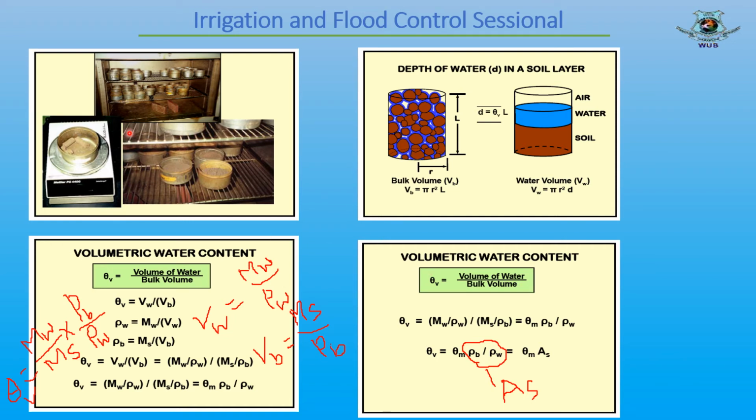This is the apparatus used to determine the mass water content. Here, this is the wet soil. After taking the weight of this wet soil, it is kept in an oven for 24 hours to dry. After drying, the sample is weighed again. The difference between the two weights is the mass water content.